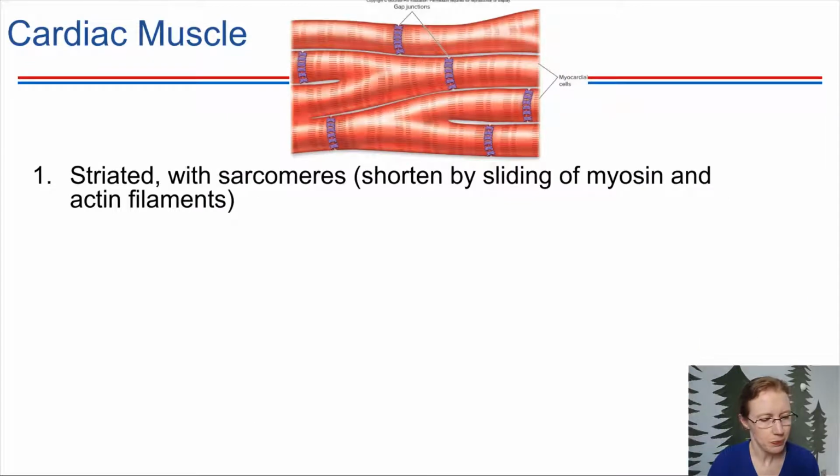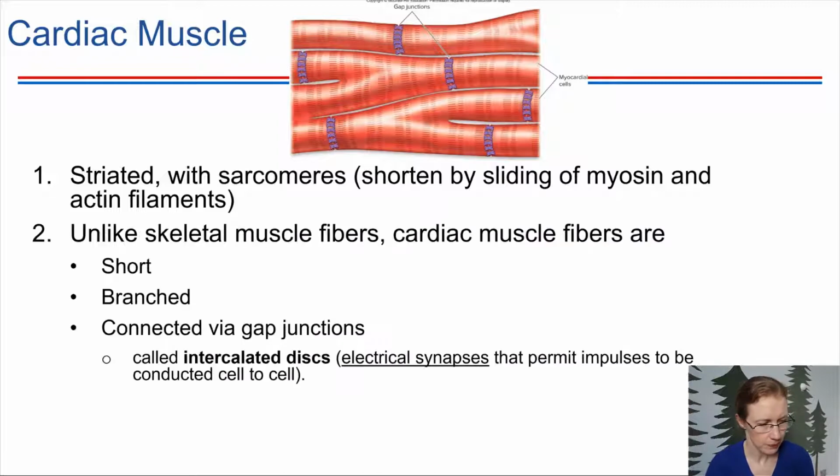Cardiac muscle, when we look at it in a microscope, we see a striated pattern similar to what we saw with skeletal muscles as well. Cardiac muscles are striated, and that's because they do have sarcomeres. So they have that same sort of arrangement of myosin and actin filaments overlapped with each other, and they can slide against each other in order to facilitate a contraction.